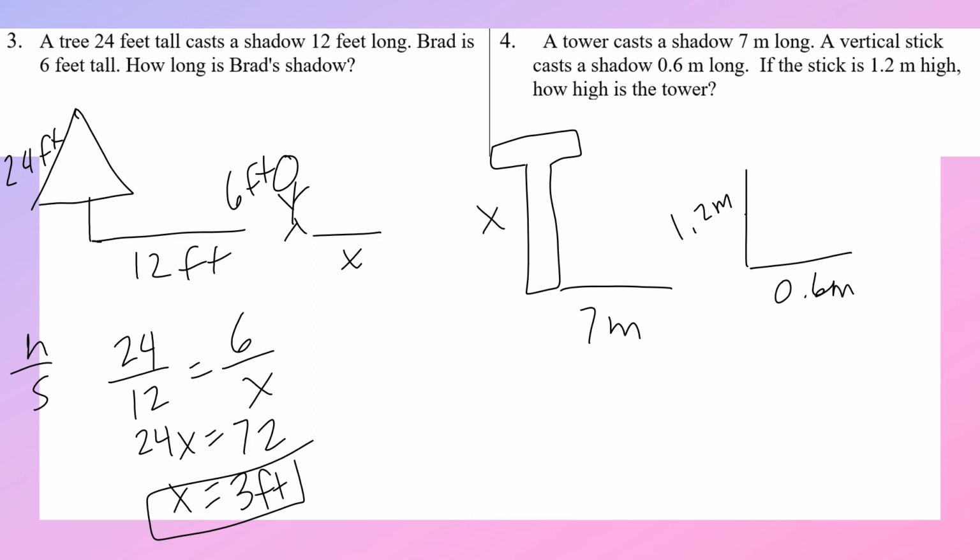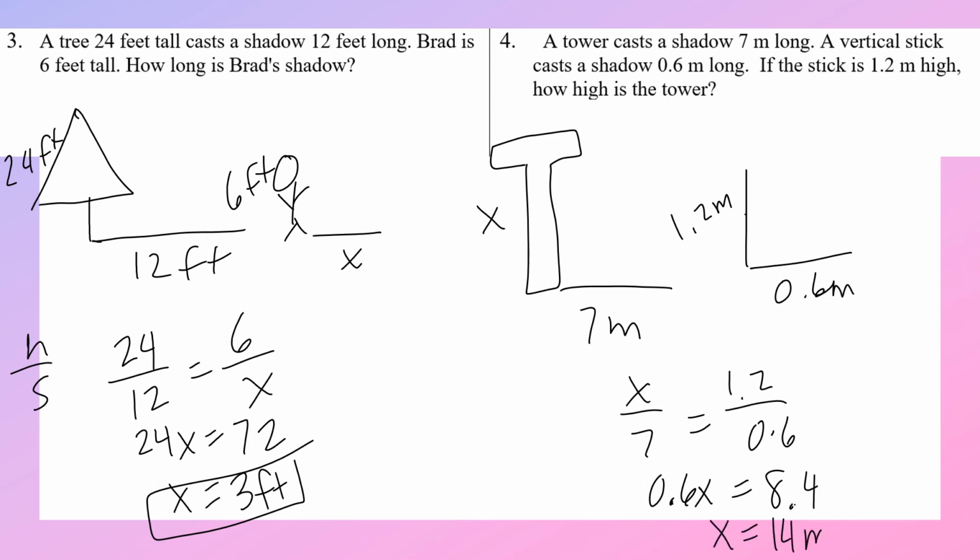So we are trying to find out what the height of the tower is. Again, so height over shadow equals height over shadow. Cross multiply, so you get 0.6x equals 1.2 times 7, which is 8.4. Divide both sides by 0.6, and you get x equals 14 meters.